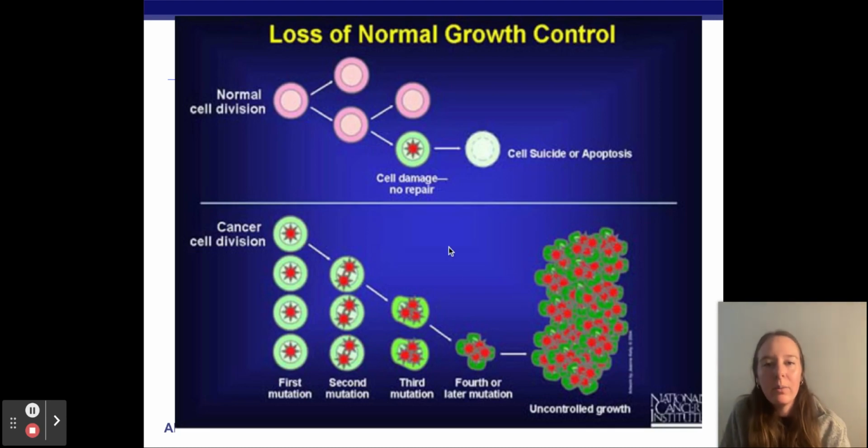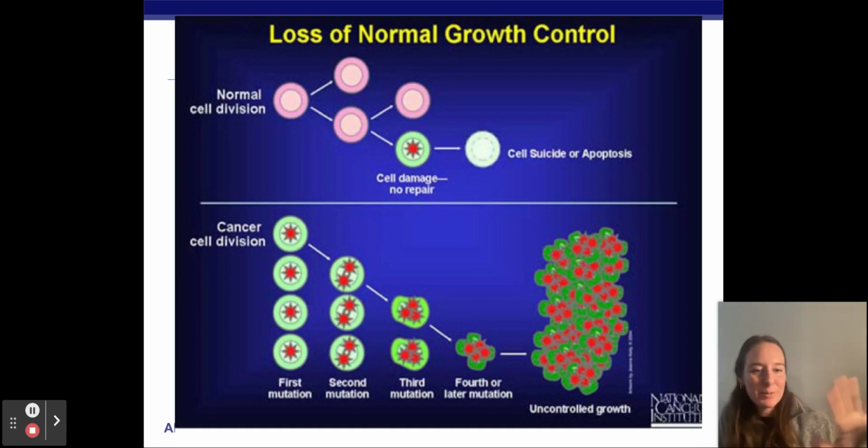All right, so what happens if a cell does not do apoptosis? Here we see a normal cell, and the normal cell will divide. It'll go through its M phase, and then that daughter cell will go through the whole cell cycle, and eventually it divides. But let's say this cell is damaged, and there's no repair. The cell will say, okay, we'll take the hit, we'll sacrifice ourselves, cell suicide or apoptosis. So then we're clear. The cell's been damaged, but at least we don't make any more copies of that cell.